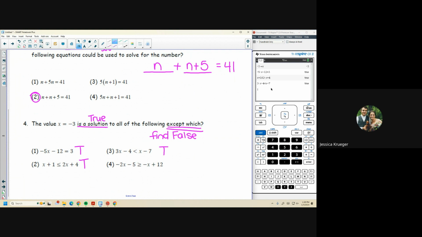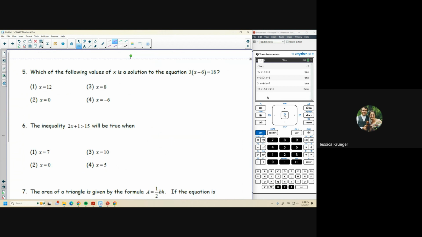Okay. Let's make sure the last one is really false. Otherwise, we might have a typo here. Negative 2x minus 5 is greater than or equal to negative x plus 12. Enter. And there it is. There's the false one. Okay, so there's 1, 2, 3, and 4. We were able to do 3 of those 4 with the calculator.